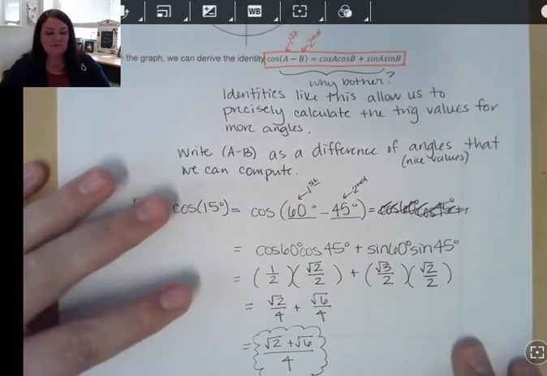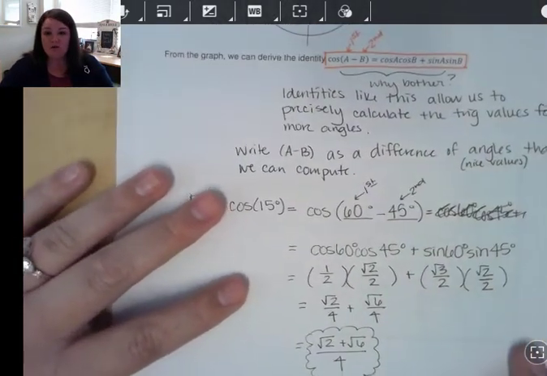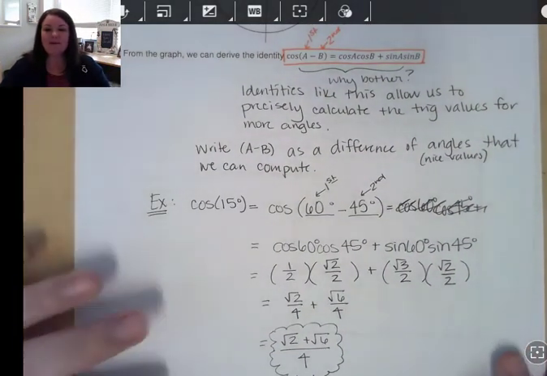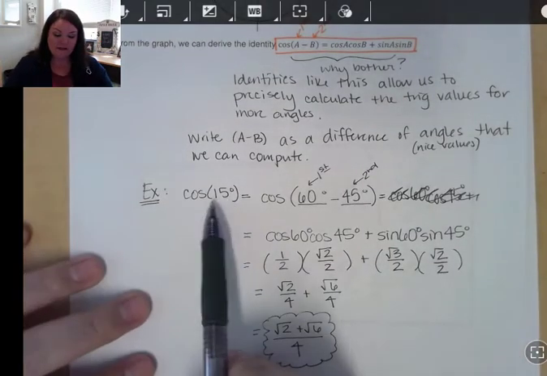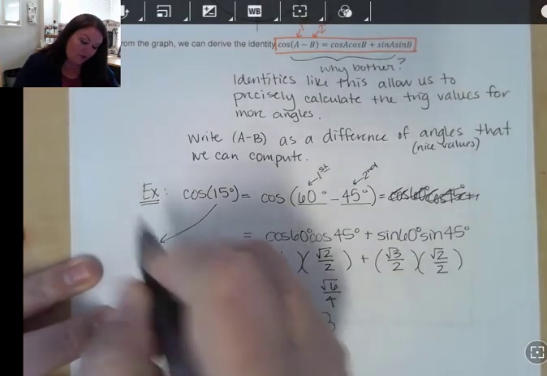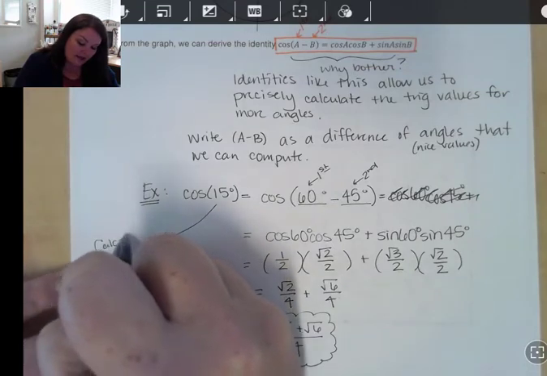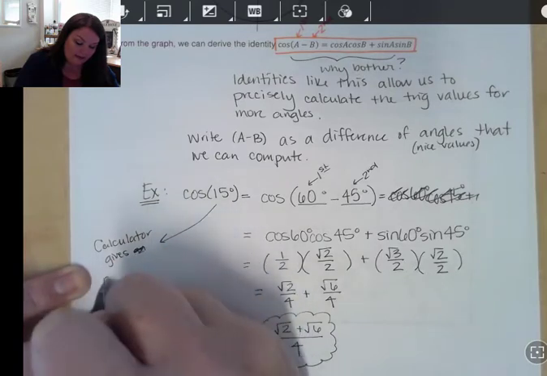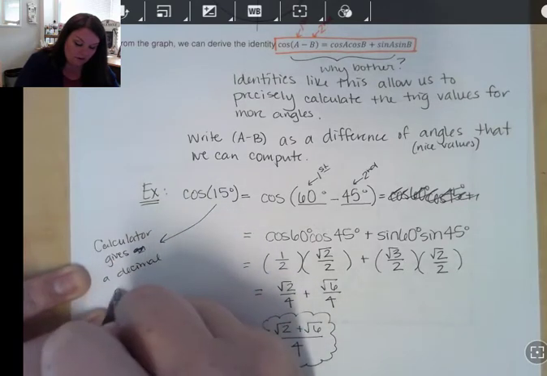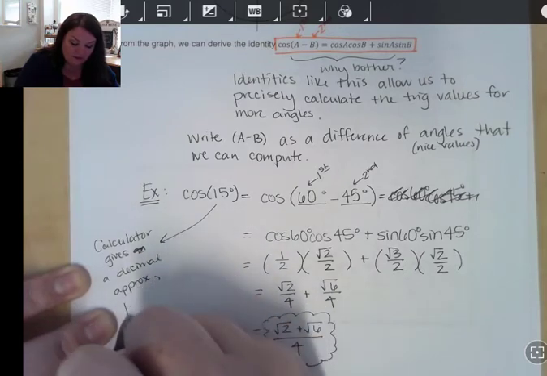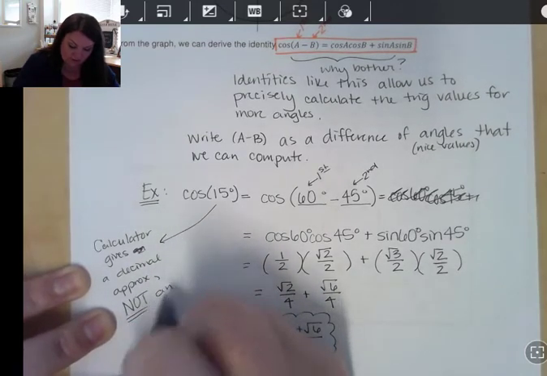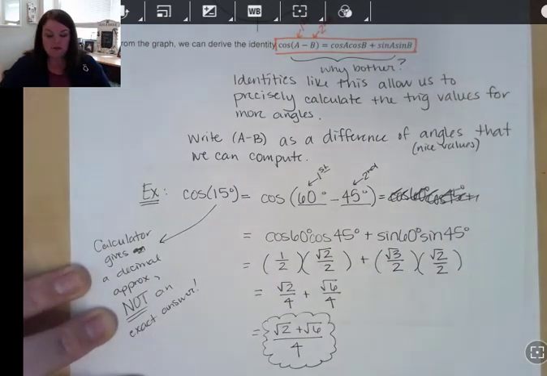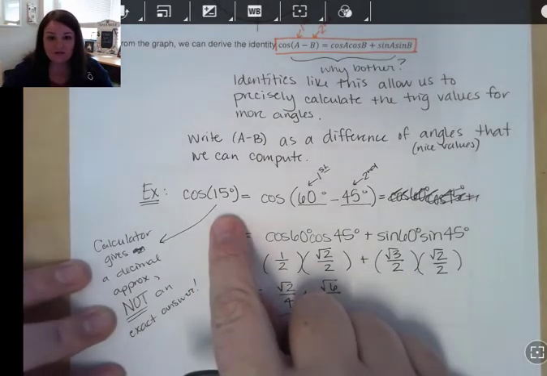Okay. So this is going to be hugely helpful for us, because now we're able to take something like cosine of 15, which normally if we were to calculate this, our calculator gives a decimal approximation, not an exact answer. Okay, so I'm not saying we weren't able to calculate cosine of 15 before.